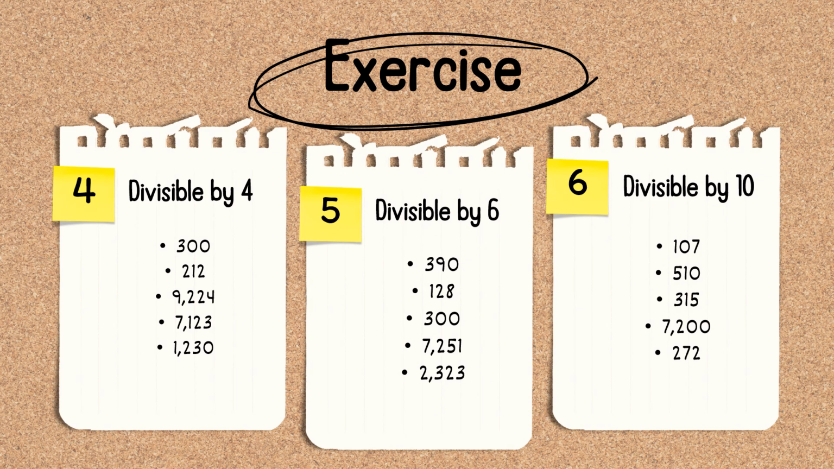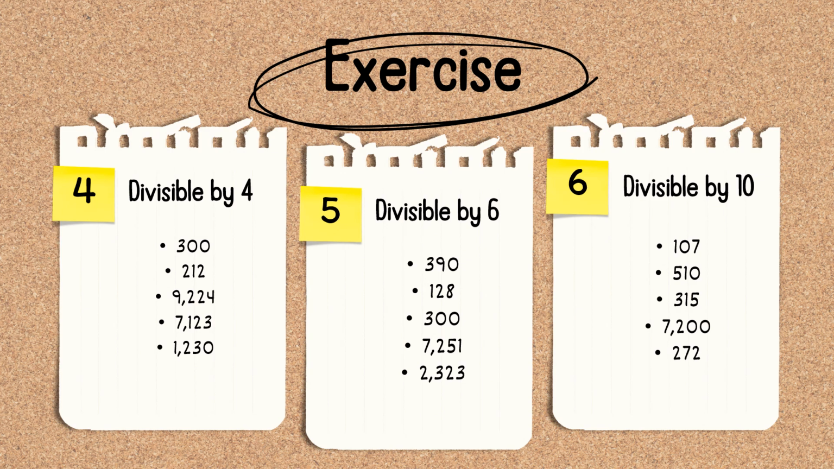1,230. Oh, the last two digits are not 00. 30 is not divisible by 4. It is not a multiple of 4. It is not in the timetable of 4. So the number 1,230 is not divisible by 4. Okay, excellent. Move to the next.